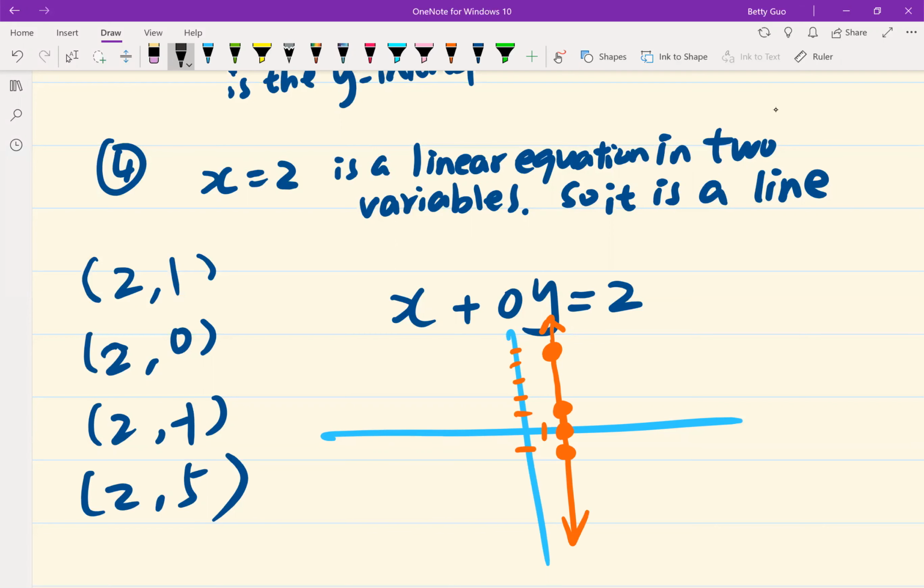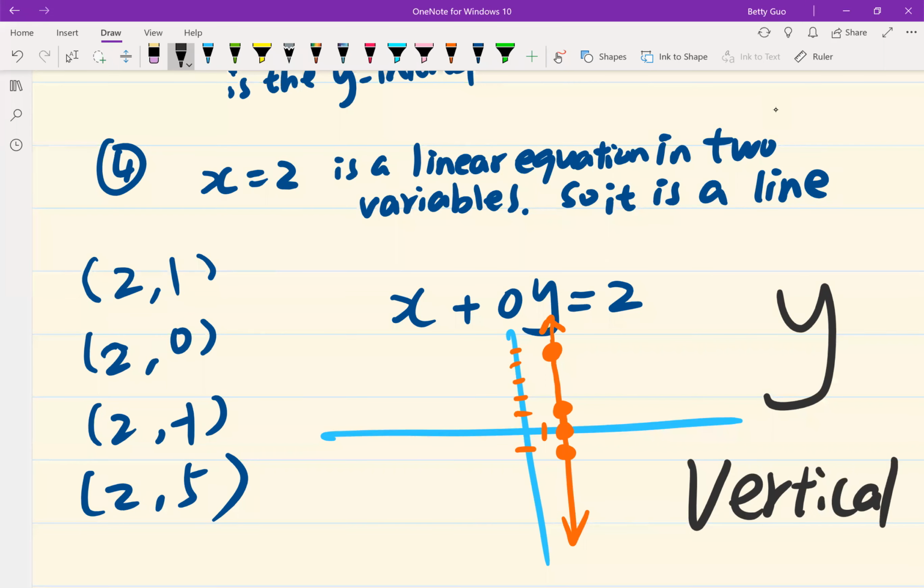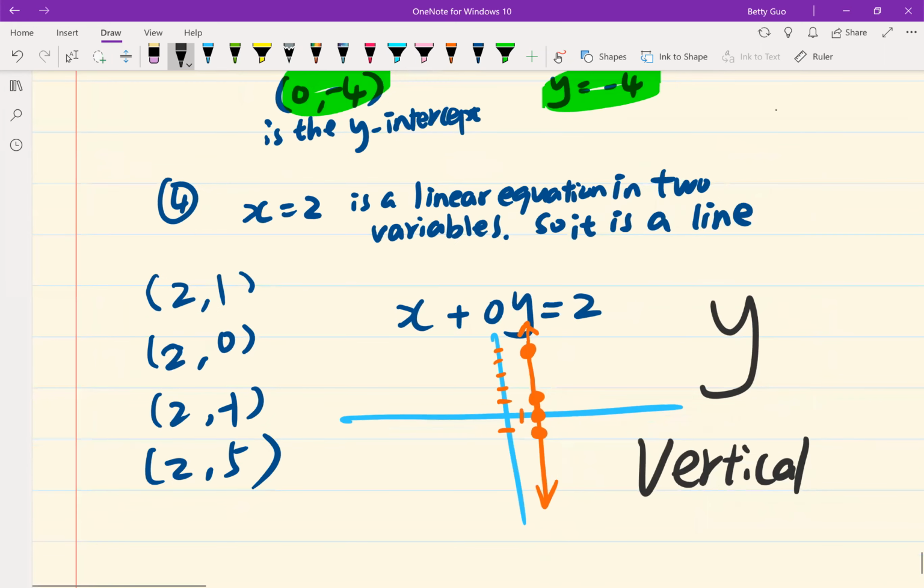Okay? So here we have a conclusion. If in a linear equation in 2 variables, variable y is absent, then the linear equation in 2 variables is a vertical straight line. Please repeat this part to really get it.